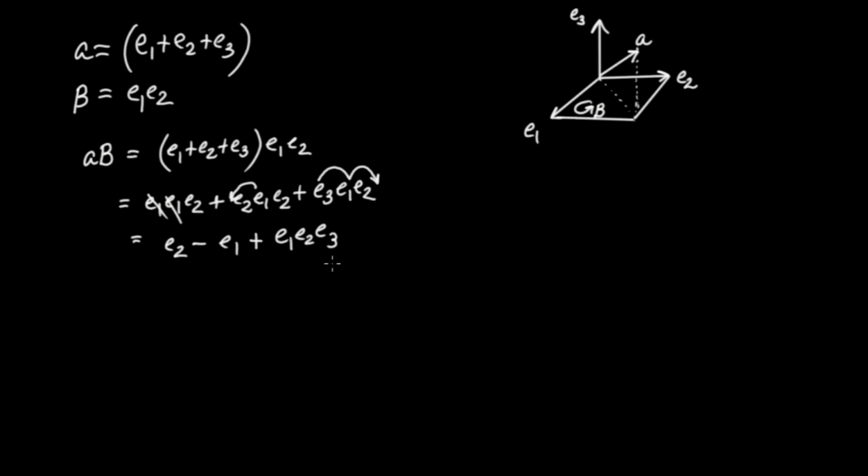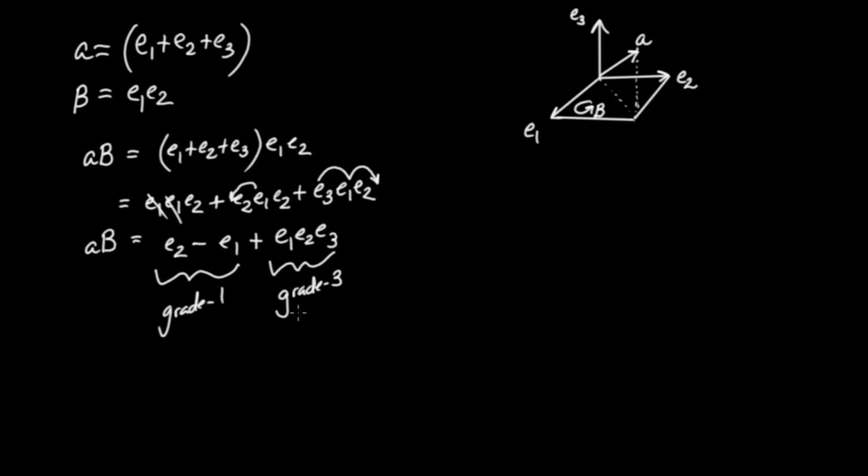So let's observe what's going on here. We have the product of a grade 1 element and a grade 2 element. And what happens when we consider AB? What we're left with is a vector part, a grade 1 part, and we're left with a grade 3 part, a trivector part. So that's an important observation, that this geometric product between vector and bivector splits into a grade 1 part and a grade 3 part.